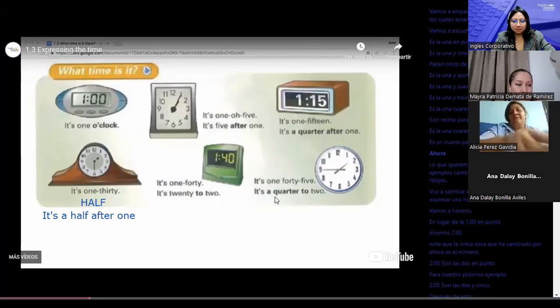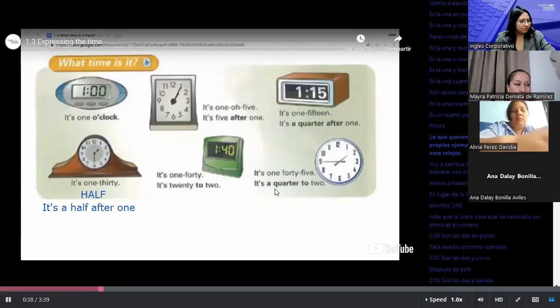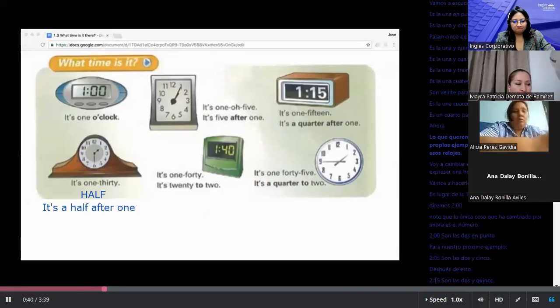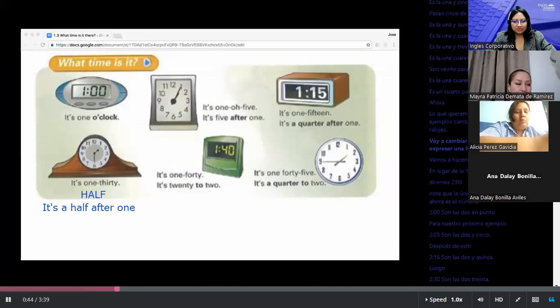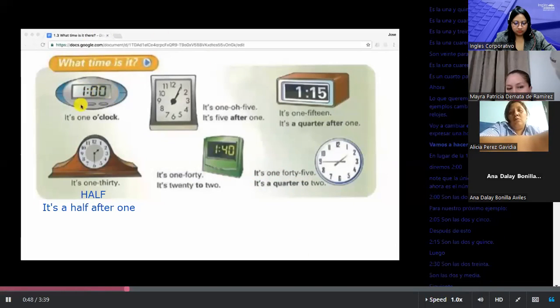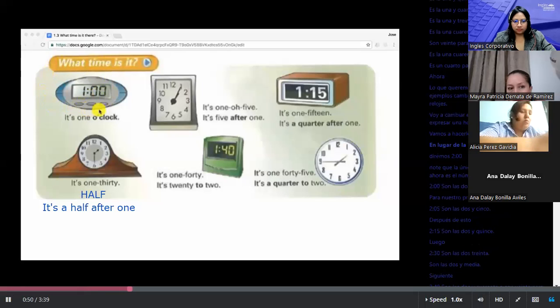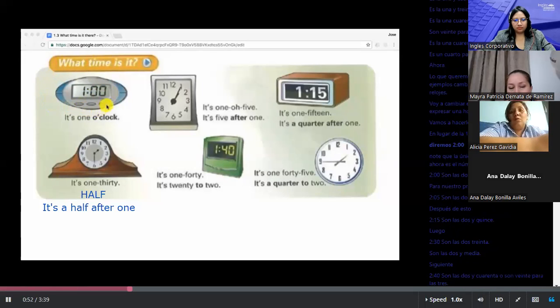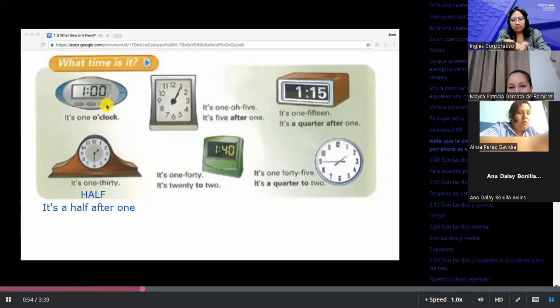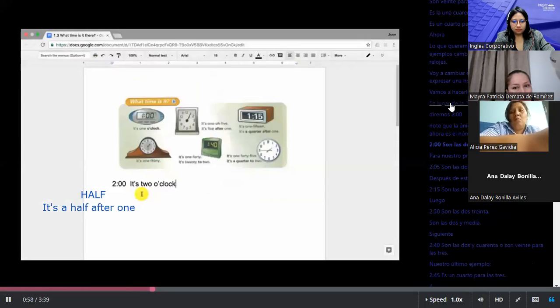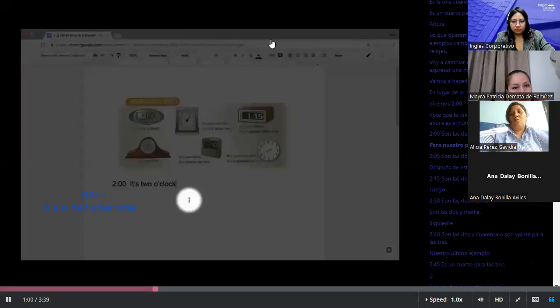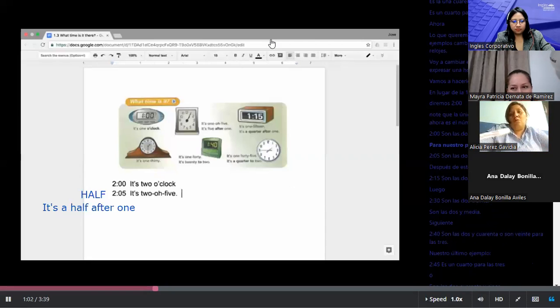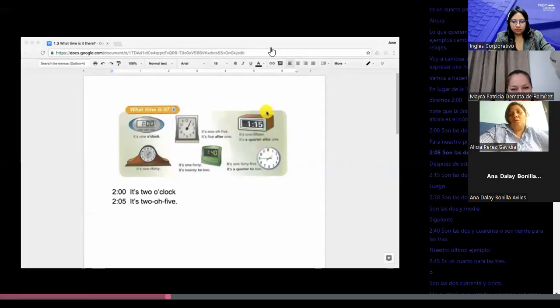Here we go. What we want to do is make our own examples by changing the time on those clocks. I'm going to change the time for each and express a different time. Let's do it. Instead of 1 o'clock, we will say 2. Notice that the only thing that we will change is the number for now. It's 2 o'clock. For our next example, it's 2:05.